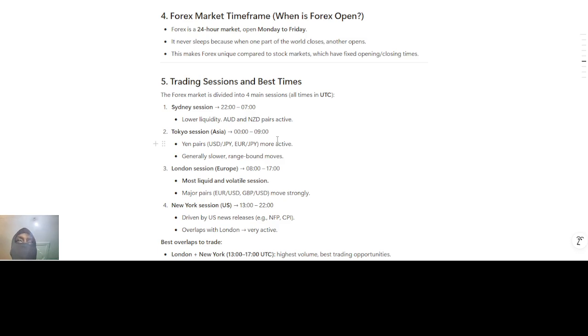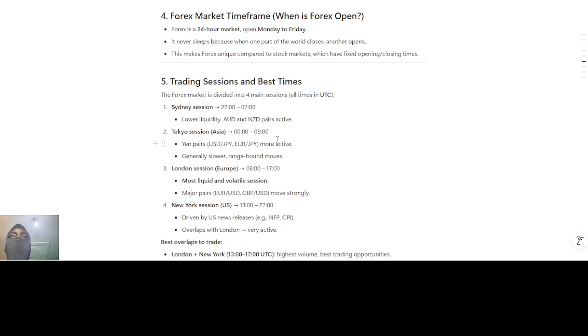London session, that's Europe basically. We've got 8 to 17, the most liquid and volatile session. Pairs involving the euro and the Great Britain pound move strongly in the London session. The New York session, about 13 to 22, is driven by US news releases like the NFP, the CPI, the PPI. Here it has volatility and volume.